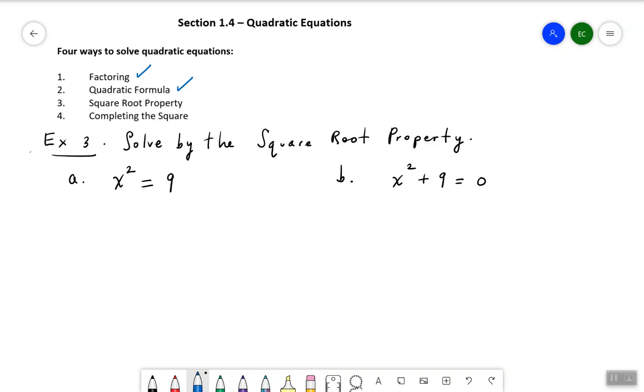Okay, we're moving along through section 1.4, and we've covered factoring and the quadratic formula, and now we want to use the square root property to solve a quadratic equation. I'll state what the square root property is in just a minute, but I thought I would lead out with an example. And so the example is x squared is equal to 9.